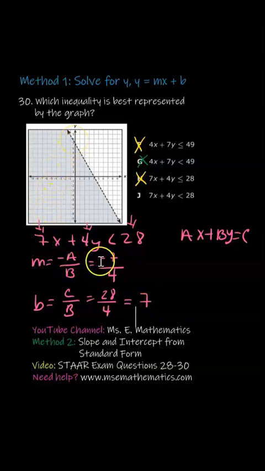But this time, the slope is negative 7 over 4. That means that I'm supposed to go 7 down and 4 to the right and still come back to the line. So if I go 7 down, I get to 0, and I move 4 to the right, and I am back on the line. That's why the answer is letter J.